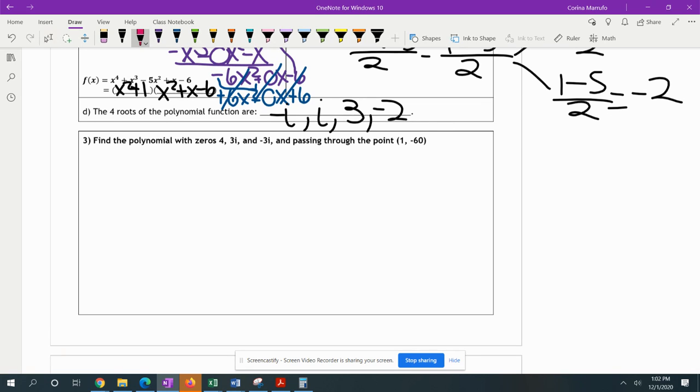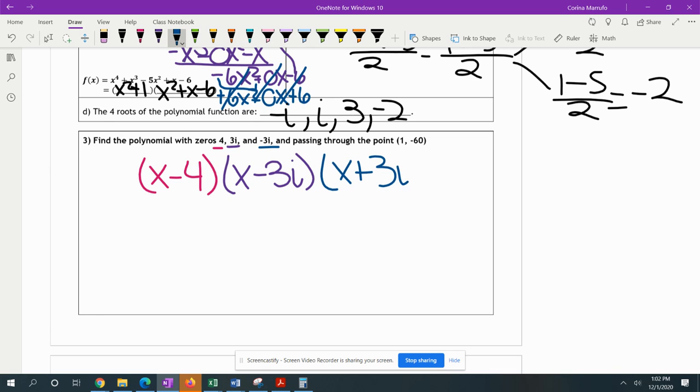Okay, so if 4 is a root of the polynomial, then x minus 4 is a factor. If 3i is a root of the polynomial, then x minus 3i is a factor. If negative 3i is a root, then x plus 3i is a factor. And then at the very end, we'll go ahead and make it pass through 1, negative 60.